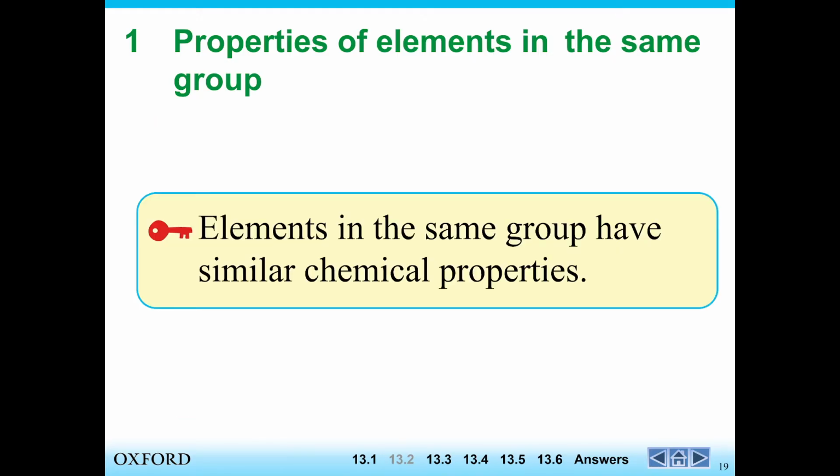So elements in the same group, they have similar chemical properties. It's just similar, okay? But the good thing is if we know, for example, I have something in group 2 that reacts with hydrochloric acid to form hydrogen, that means all of them in group 2 will react with hydrochloric acid in a similar way. That's what it means. So anything that works in group 7, it will work for all of them in a similar way. Remember, the keyword is similar.